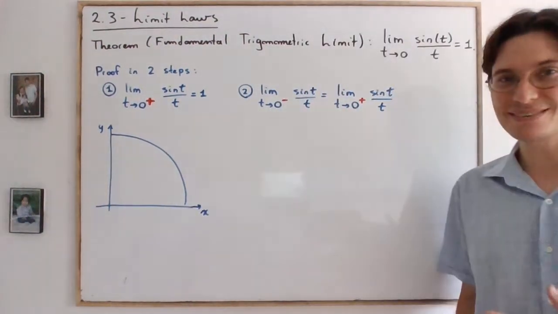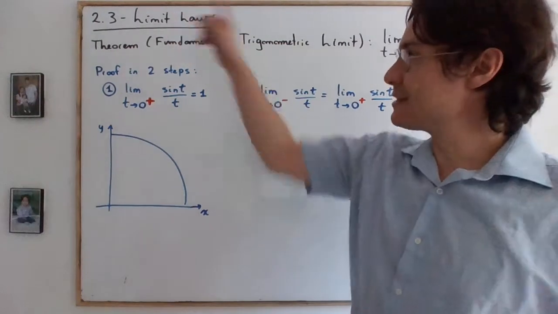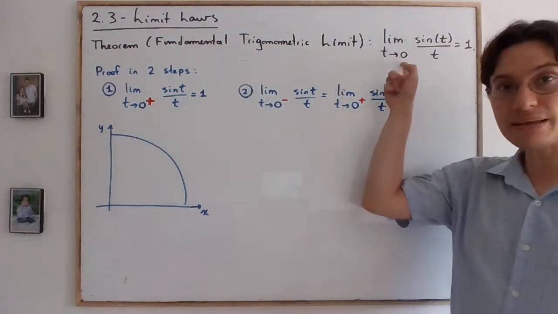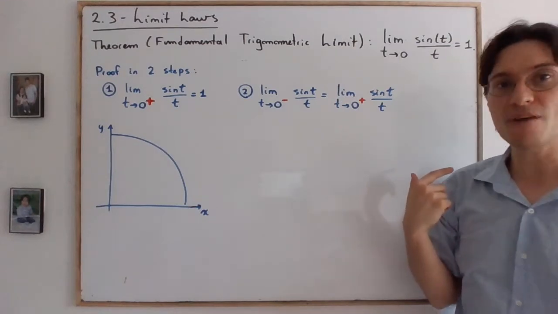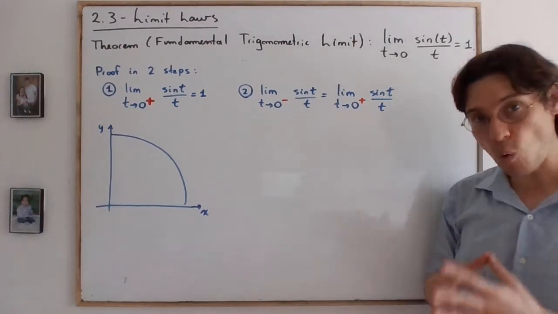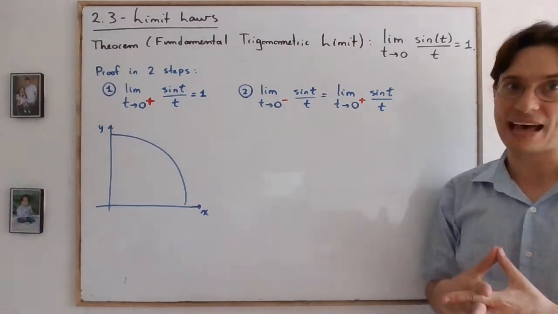Hi Calculus 1 students. In 2.3 limit laws, we encountered this limit. The limit as t is approaching 0 of sine of t over t is equal to 1. And the point of this video is to make the proof of that.